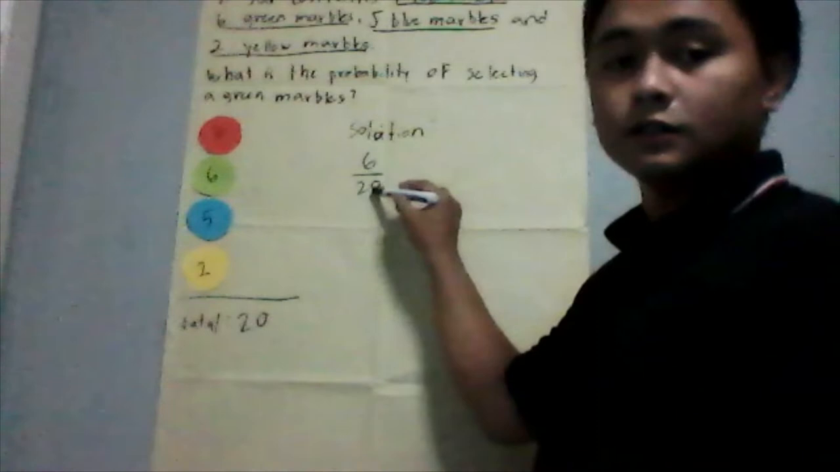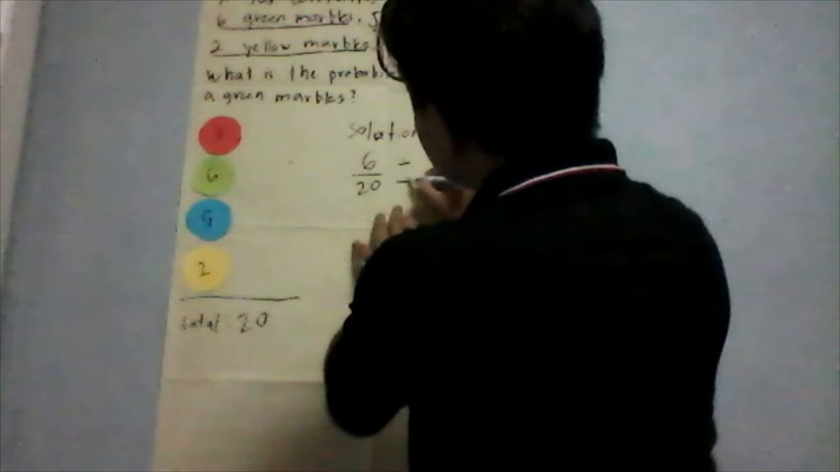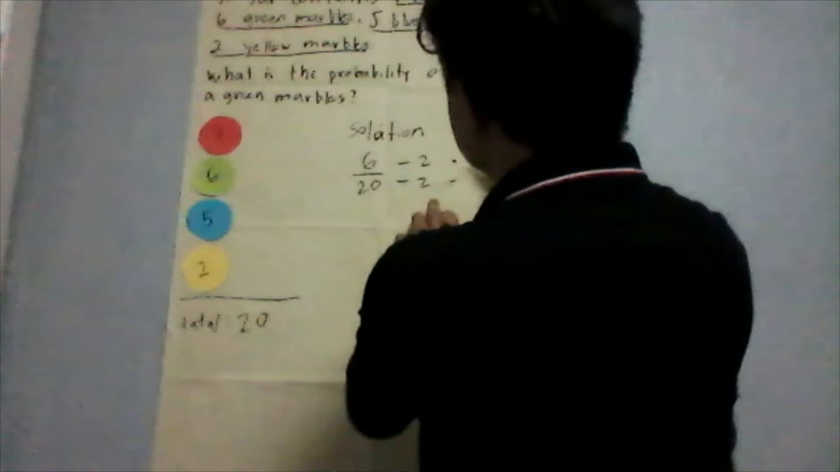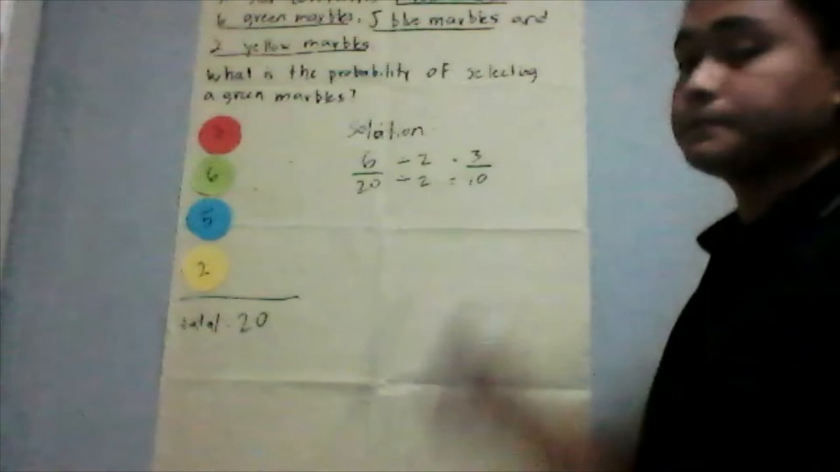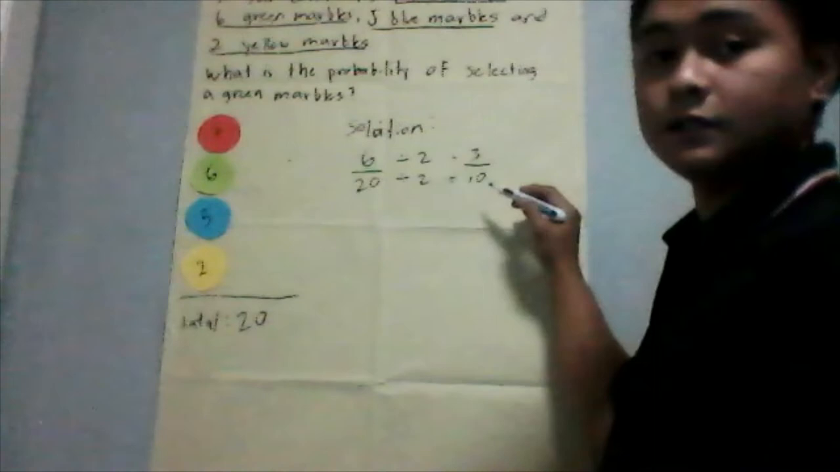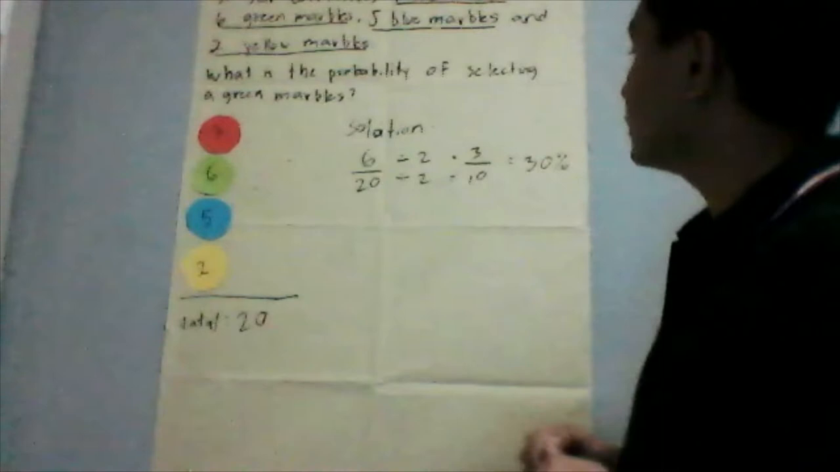So the probability is 6 out of 20, but of course we can reduce the fraction since both numbers are even. We can divide them by 2. That gives 3 over 10, which is 0.3 as a decimal, which is equal to 30%. So the chance of getting a green marble from a jar containing all these marbles is 30%.